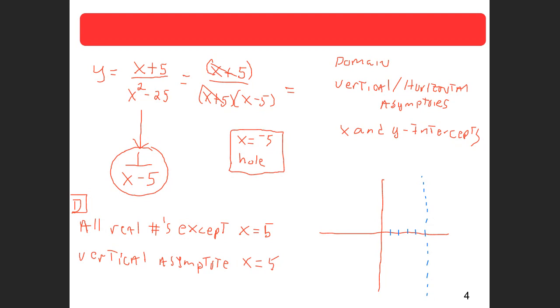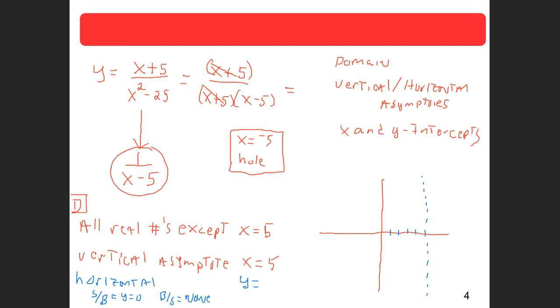How do you find horizontal asymptotes? Well, if you watch the tutorial from this week, horizontal asymptotes are y is equal to... and I always tell kids it's small over big is equal to y equals 0. If it's big over small, it's undefined. There is none. We would just put none.